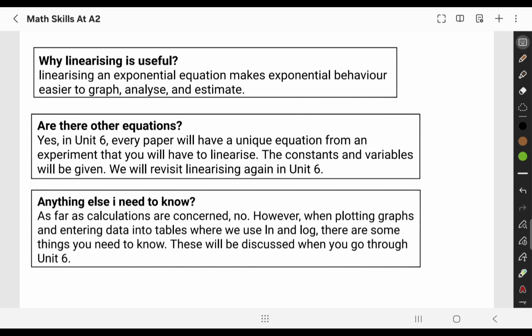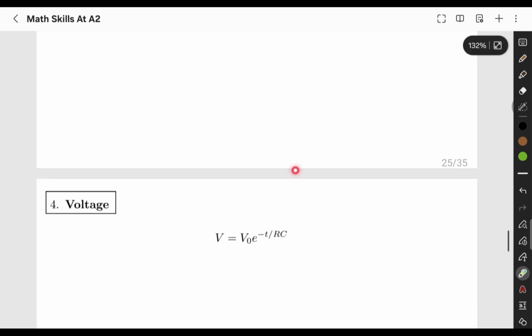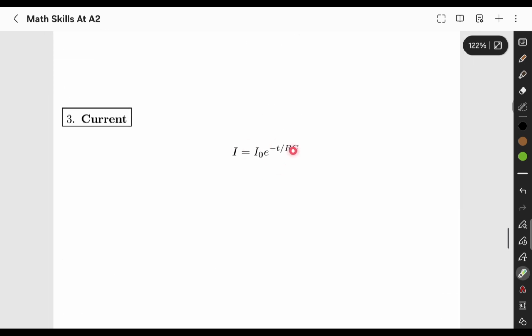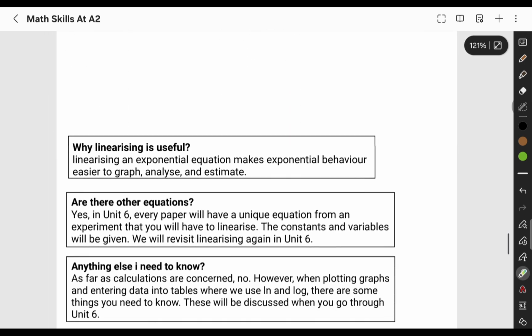The last 3 points that I'm going to go through start with why linearizing is useful. Linearizing an exponential equation makes exponential behavior easier to graph, analyze, and estimate. Next thing is, are there any other equations that we need to linearize besides these in physics? Right, so we went through these. Are there any more that we need to know?